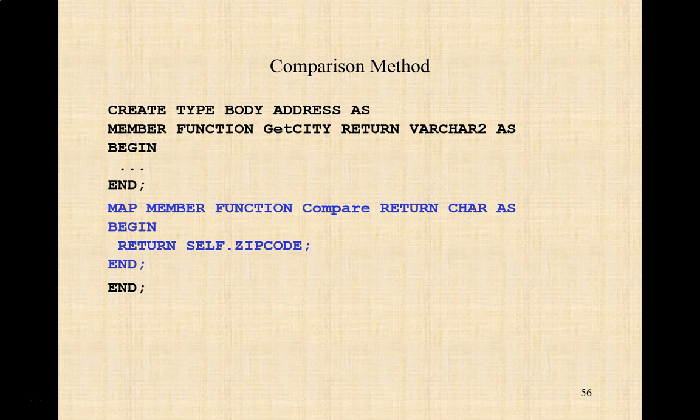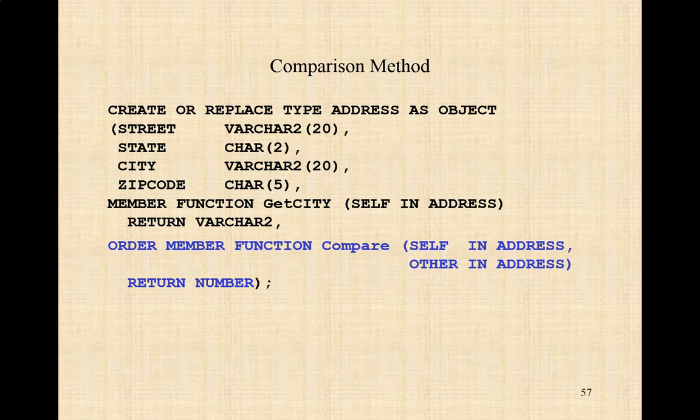We're showing the type body here, but we want to remind you that every map, order, and member method that is announced in the heading or specification must be declared within the body. So this function was announced in the heading or specification. Here we're simply showing the implementation.